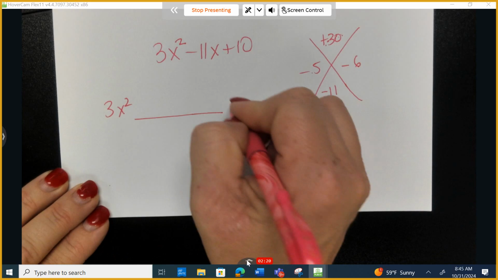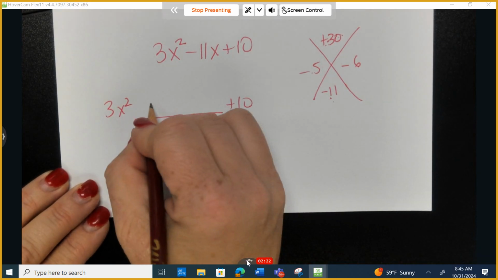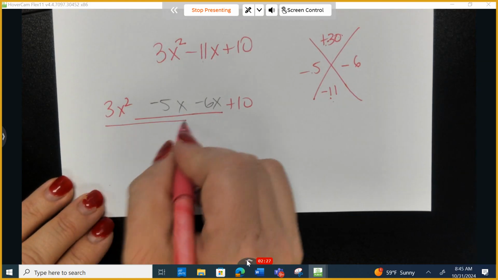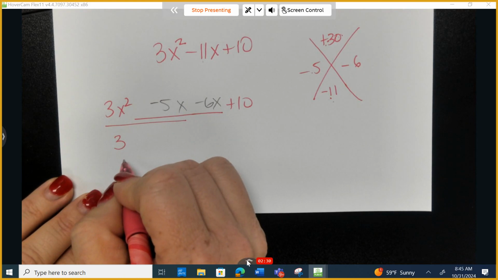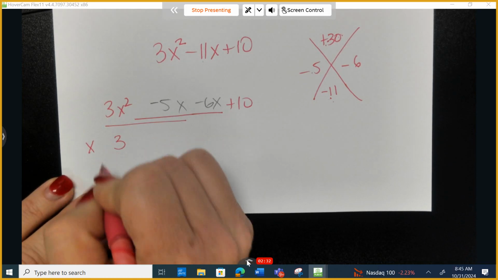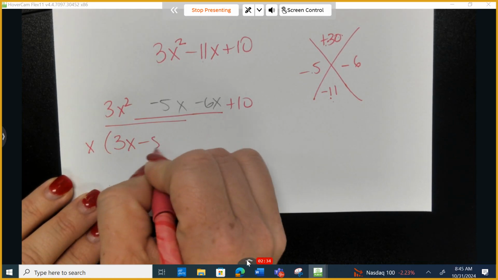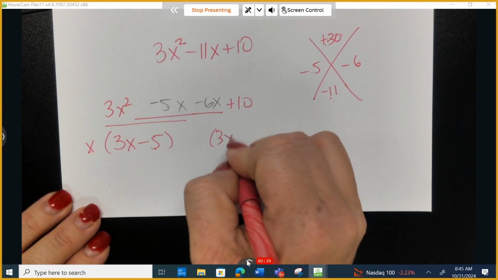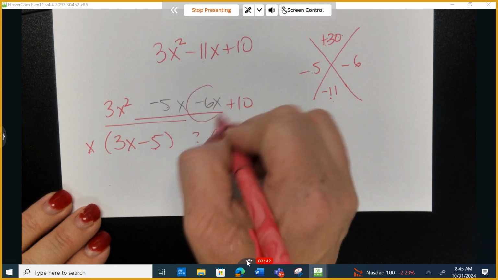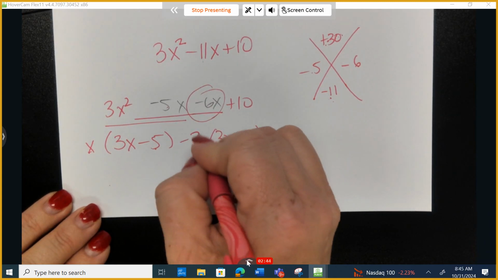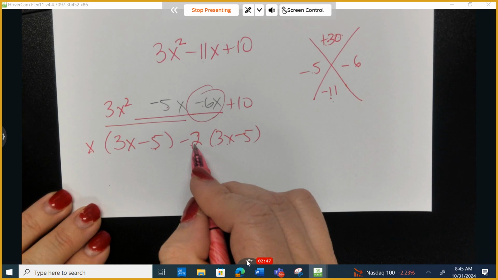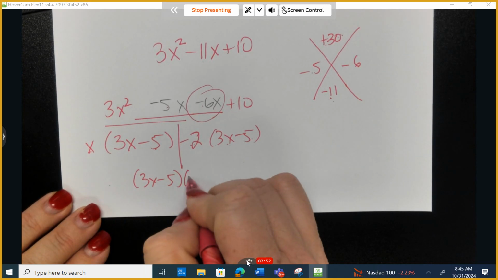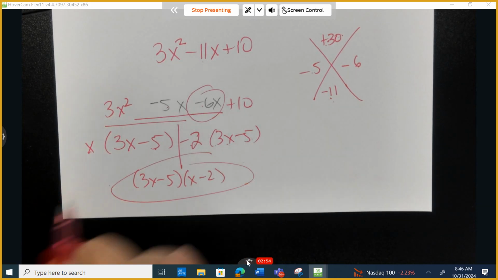So I'm going to drop down the a and the c, and then place the values I chose plus an x in back of both. Now factoring by grouping, at most I can factor out only an x, and I'd be left with 3x minus 5. Let's make sure that works. 3x squared minus 5x. What times 3x is a negative 6x? That's a negative 2, so there's negative 6x plus 10. They both contain a 3x minus 5. In front of the first group is x, in front of the second group is a negative 2.